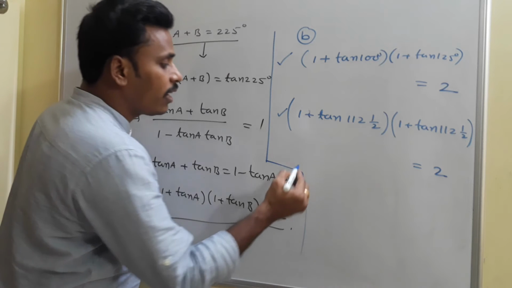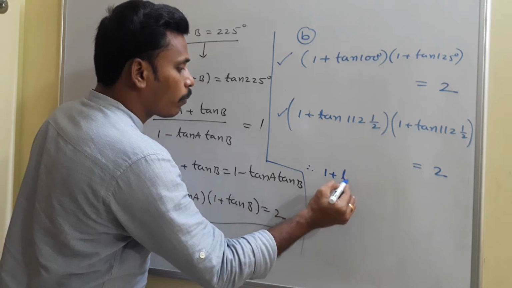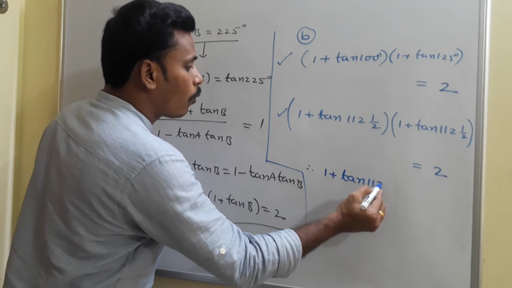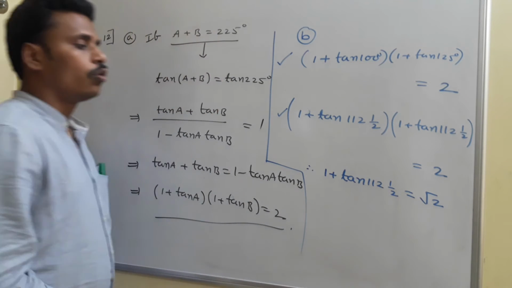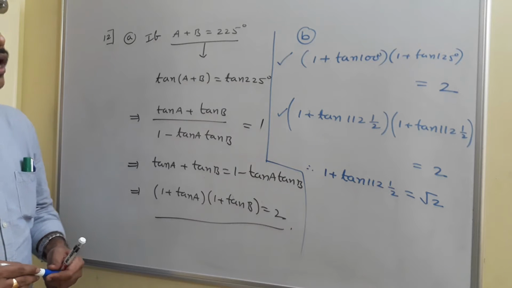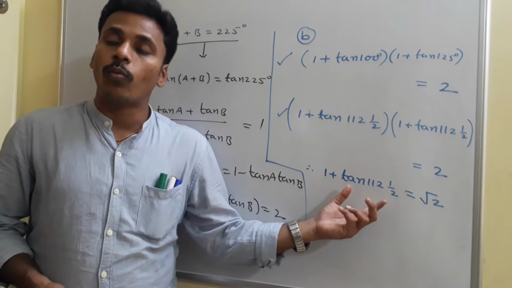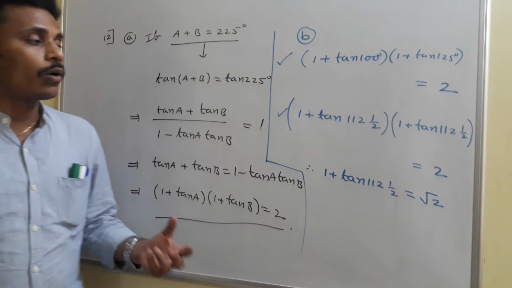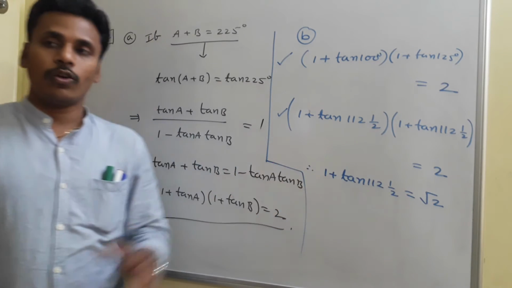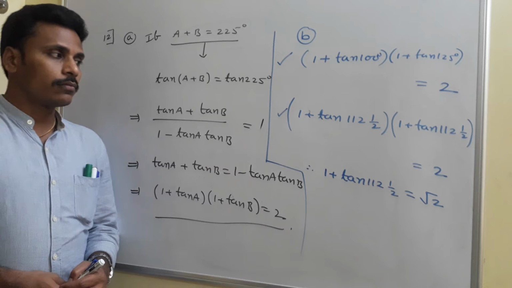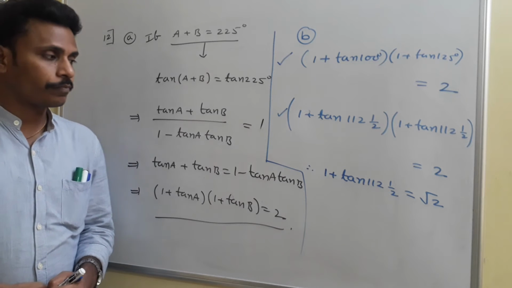And from there again there is a chance to write like this: 1 plus tan of 112 and a half is equal to root 2. Then what to say about tan 112 and a half? Tan 112 and a half is nothing but, here, root 2 minus 1. Just have a look there. Is it clear? Yeah.